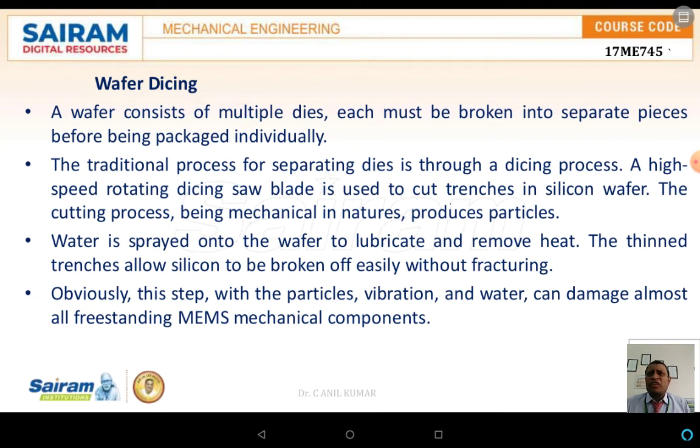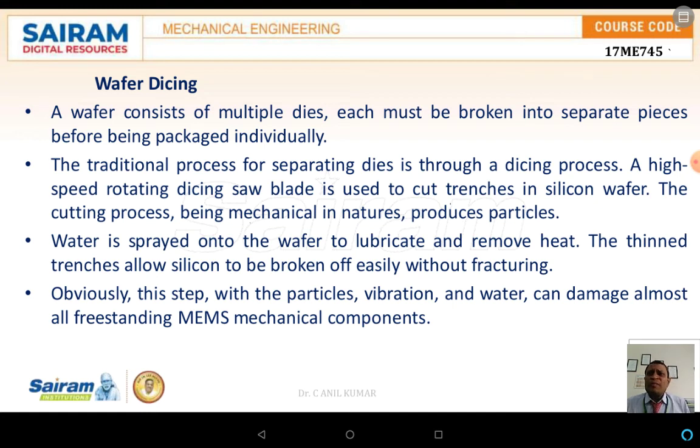Now the next part is wafer dicing. See, wafer dicing is another technology, where a wafer consisting of multiple dies must be broken into separate pieces. These separate pieces can be made by using a saw disc. The traditional process of separating the dies is through a dicing process. A high-speed rotating dicing saw or blade is used to cut trenches on the silicon wafer. The cutting process is purely mechanical.